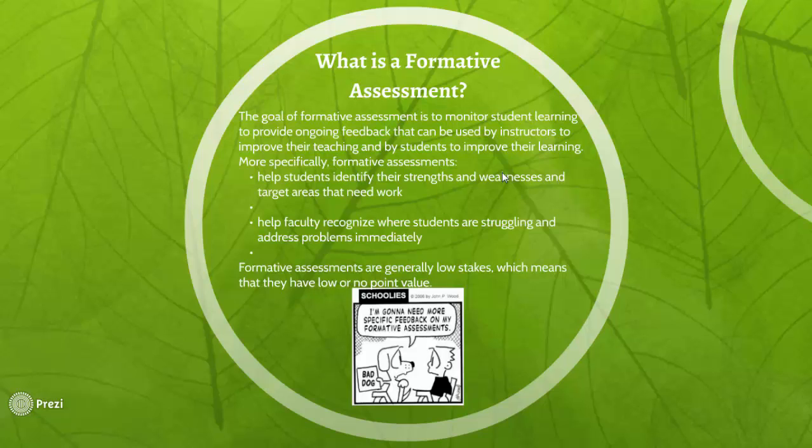Basically, it's an assessment that is more informal. It's used to just monitor students' learning and enable the teacher to give feedback. It allows the teachers to identify their strengths and weaknesses, and it can help the teacher determine whether or not students are struggling in particular areas.